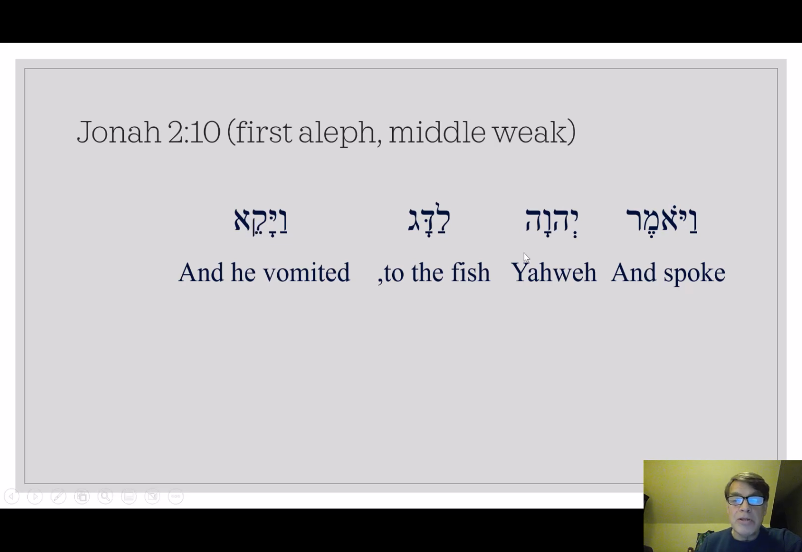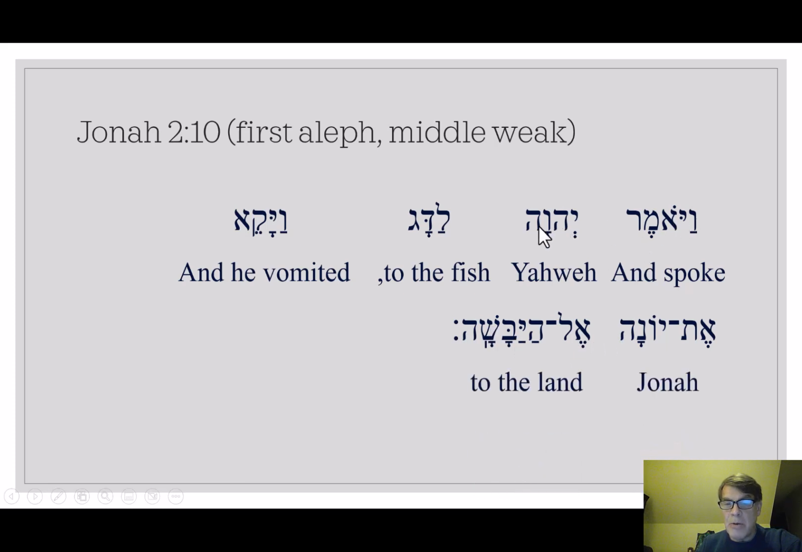Anyway, okay, so the rest of the sentence, and we will be done with the first two chapters of Jonah. See if you can pronounce this. Here's how I would pronounce it. Et Yonah el ha-yabbashah. So the whole sentence, putting it together, is, and Yahweh spoke to the fish, and he vomited Jonah to the land.